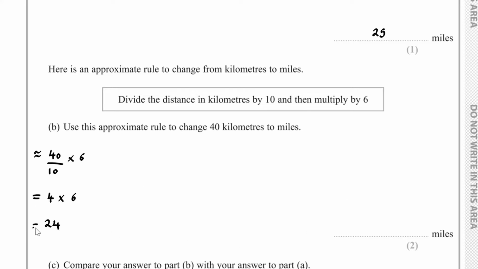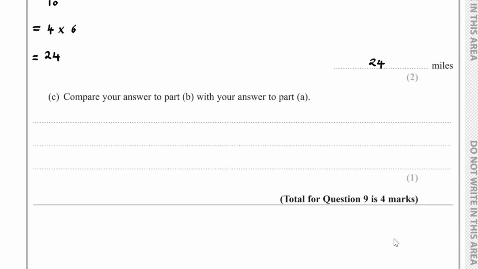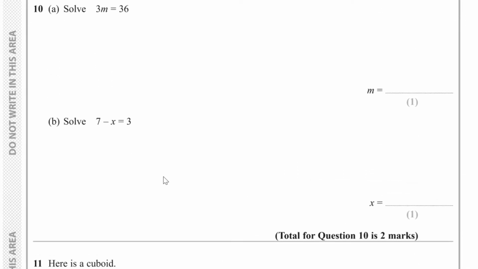Okay? So we have 24 miles. And then for part C, we have to compare our answer to part B with our answer to part A. Clearly, the answer to part B is smaller than the answer to part A. Question 10, we have to solve 3m equals 36.